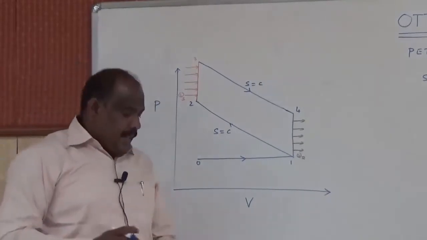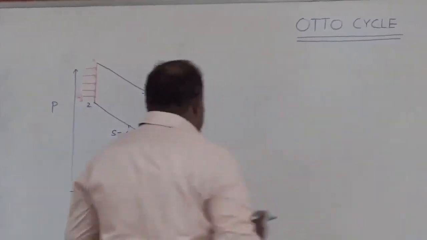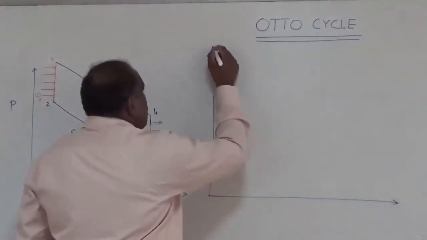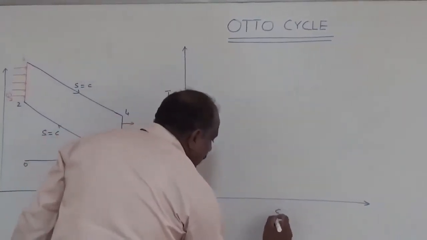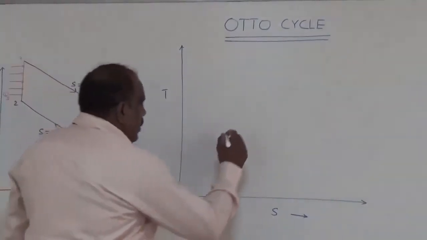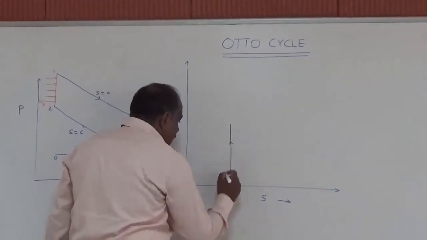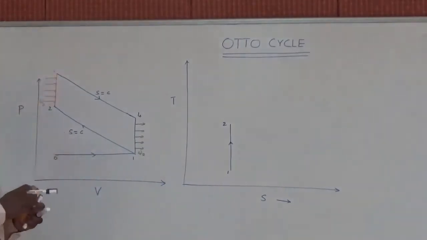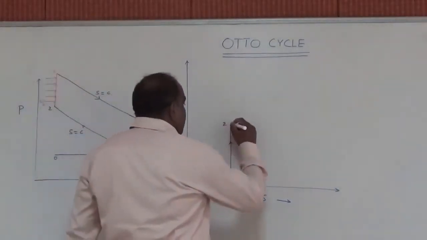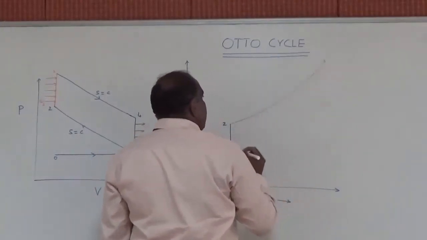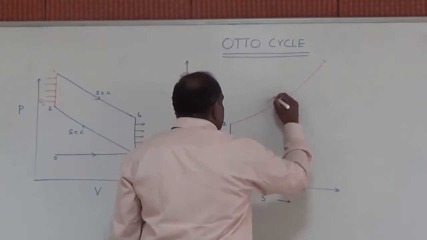The corresponding TS diagram, I can draw the corresponding TS diagram. Temperature entropy diagram. The process 1 to 2 is nothing but the isentropic compression, so it is a vertical line, and the process 2 to 3 is nothing but constant volume heat addition. Because of this, there will be a huge rise in the temperature. So at point 3, the heat has been added, and here it is nothing but a constant volume process.